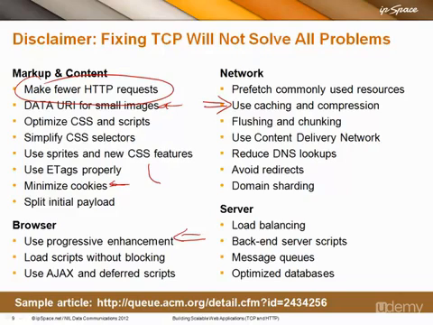Plus, other important things, prefetch resources that you know you will use, like images. Use content delivery networks so the static content is close to the consumers. Avoid redirects, reduce DNS lookups, and so on and so on. On the server side, you might need load balancing to improve the performance of the application. And also, the application developers should not underestimate the importance of back-end scripts.